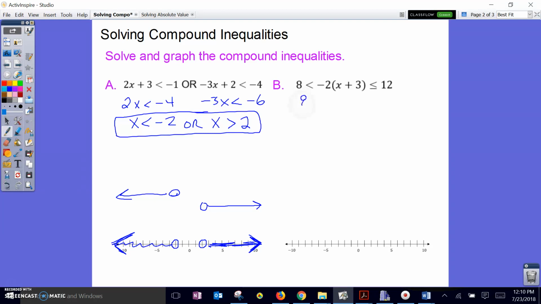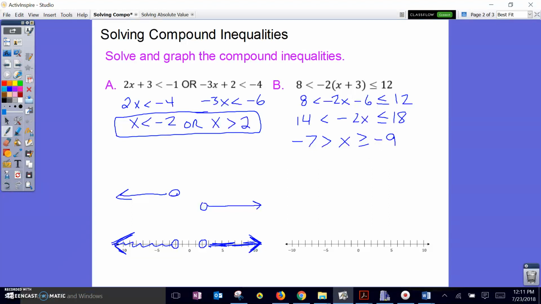All right, part B, we have a string here. I'm going to first distribute the -2. And now I want to add 6 to all 3 parts. And now I'm going to divide all 3 parts by -2. Now remember, when we divide by a negative, we have to flip the inequality sign. And since we have 2 inequality signs here, I'm going to flip both of them. 18 divided by negative 2 is negative 9.